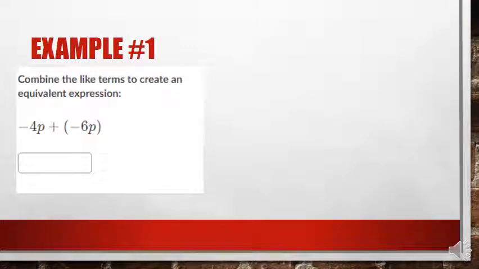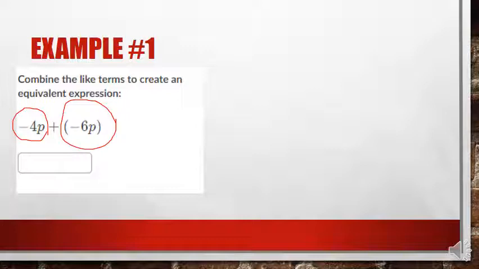All right, let's do example 1. Combine the like terms to create an equivalent expression. Okay, so I'm going to use my circling technique. I have a negative 4p and a negative 6p. And here's my addition sign. Even though this addition sign is here, they use parentheses to show you that this is a negative, okay? So both of them are negatives and both of them are p's.